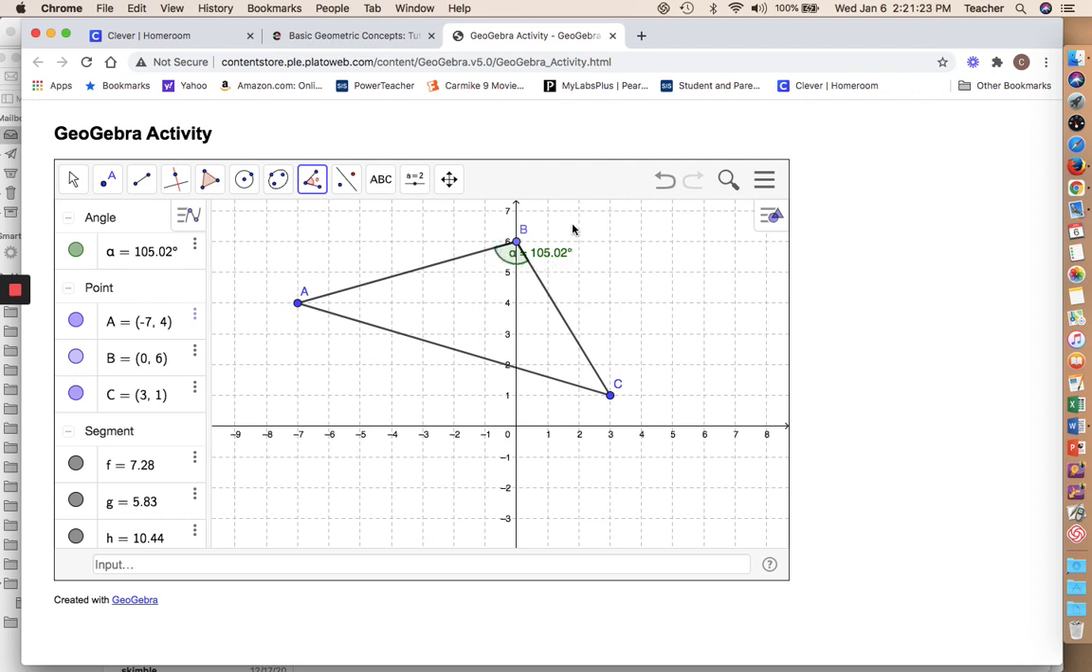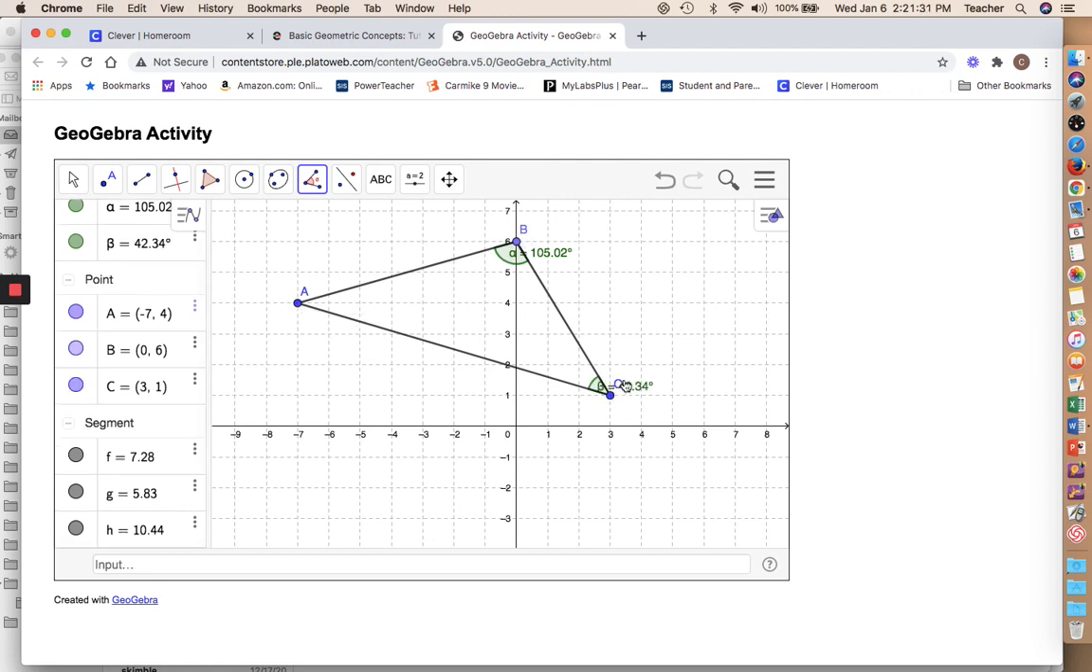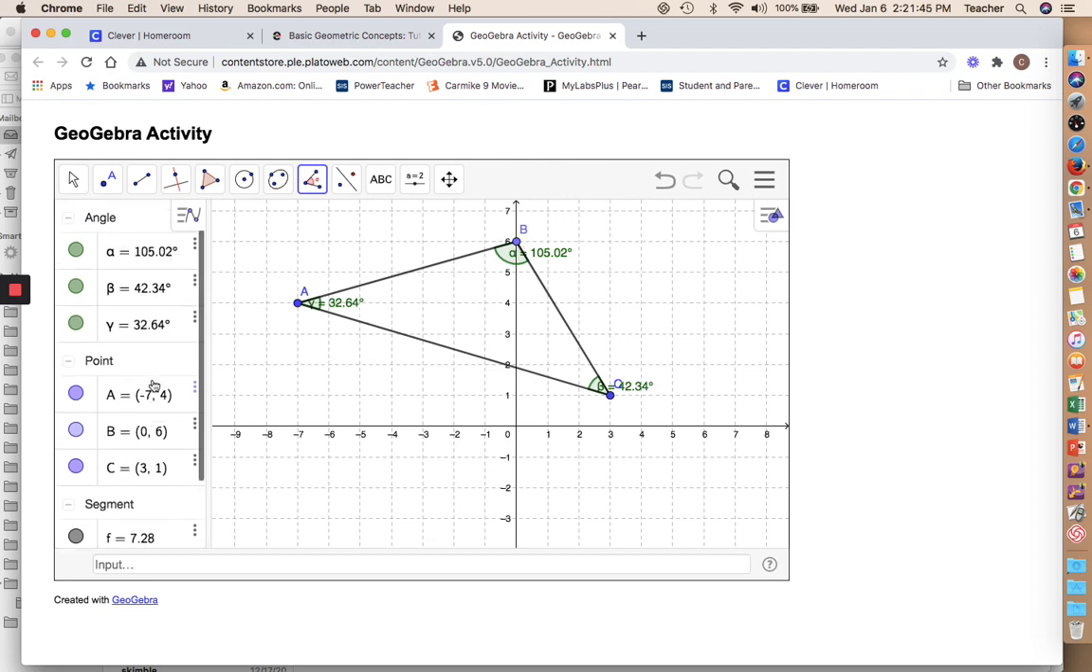So angle B is now officially 105.02. So if I want to find C, I got to find B, C, A. And there it is, 42.34. It also gives it over to you on the left side. And if I want to find angle A, then I got to go C, A, B. And there it is, 32.64. So there's my three measures. So angle A is 32.64.